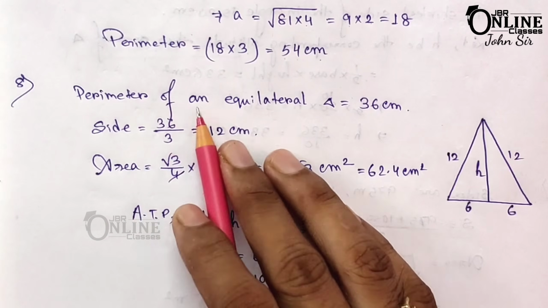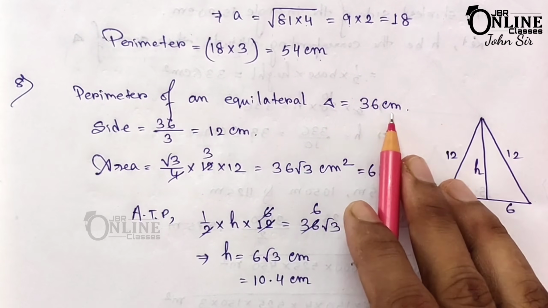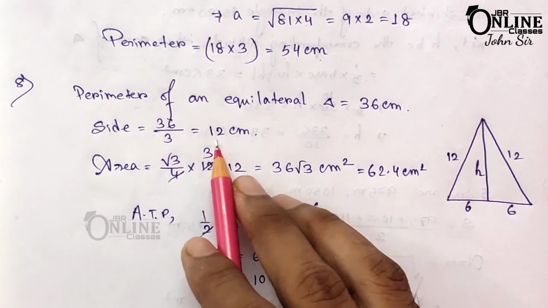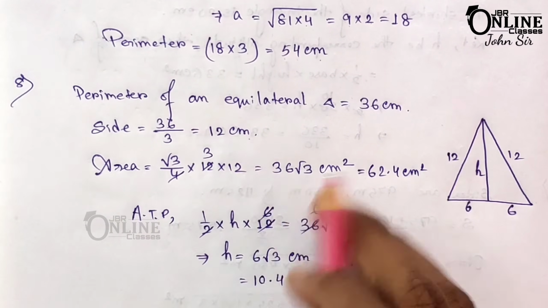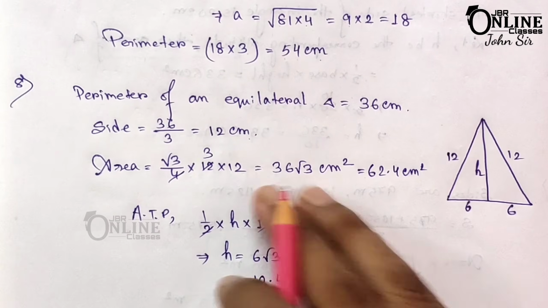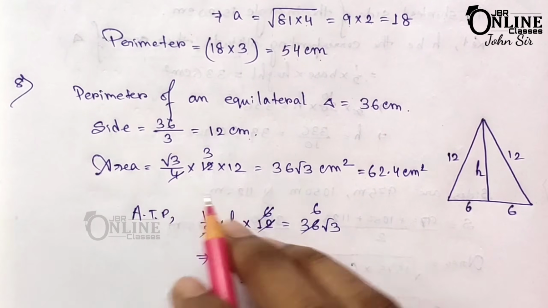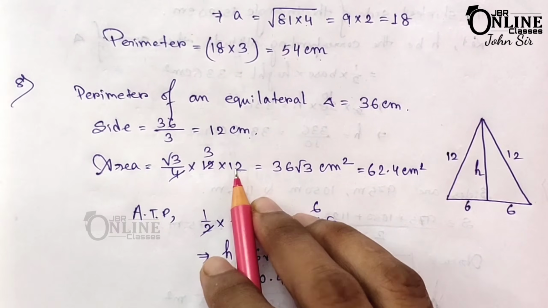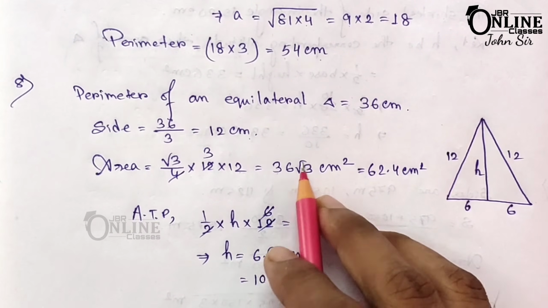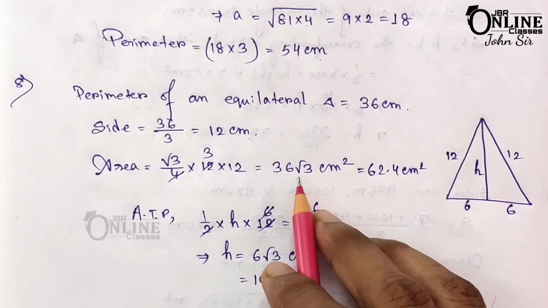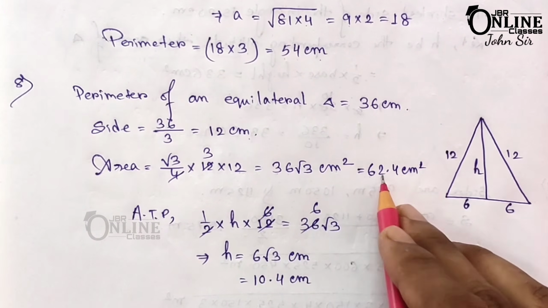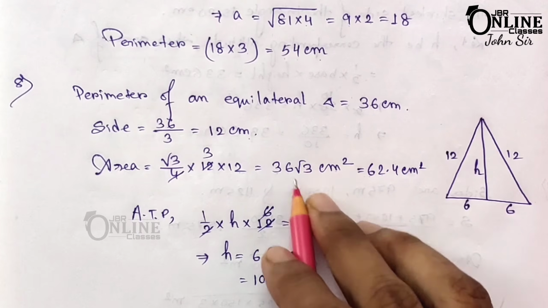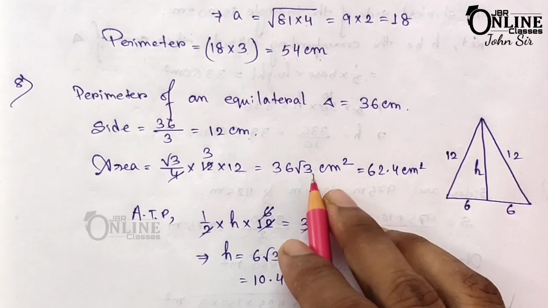So here the perimeter of an equilateral triangle is 36 centimeter. Then the side will be 36 by 3, that equals 12 centimeter, because all the sides are equal. And as here area equals root 3 by 4 into 12 square, or 12 into 12, so it becomes 36 root 3 centimeter square. If you convert it into decimal, it will be 62.4 centimeter square. And you know the value of root 3 equals 1.73.